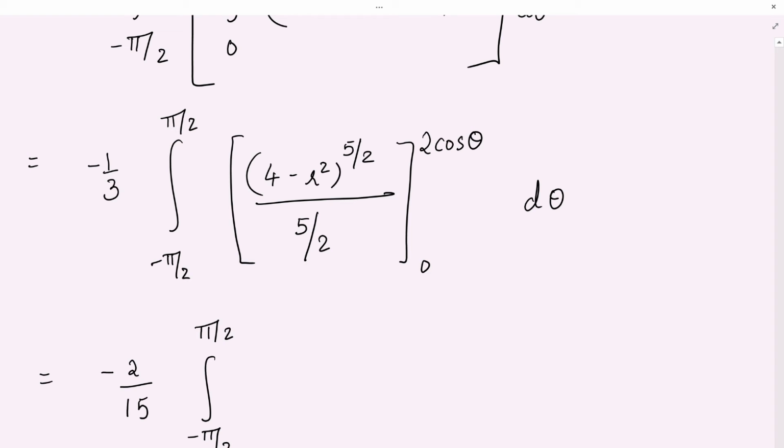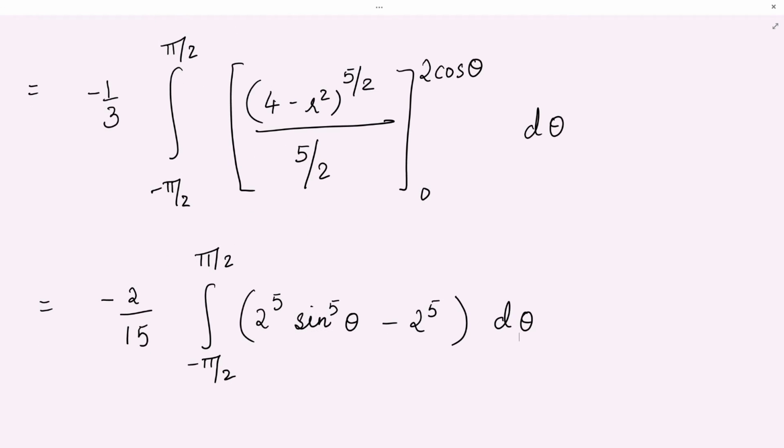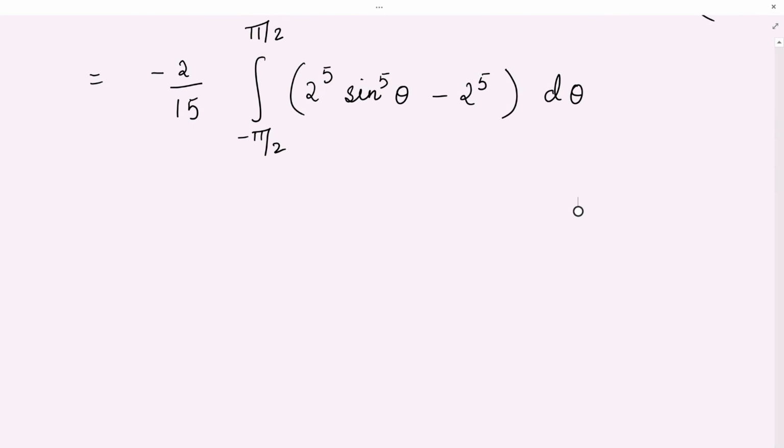Let's substitute the limits. So that will be 2 raised to 5 sine raised to 5 theta minus 2 raised to 5. I have simplified this: 4 can be written as 2 square minus r square, so 5 by 2. Then I have substituted, 2 have got cancelled, and I have substituted. After substituting the limits, I will get like this.